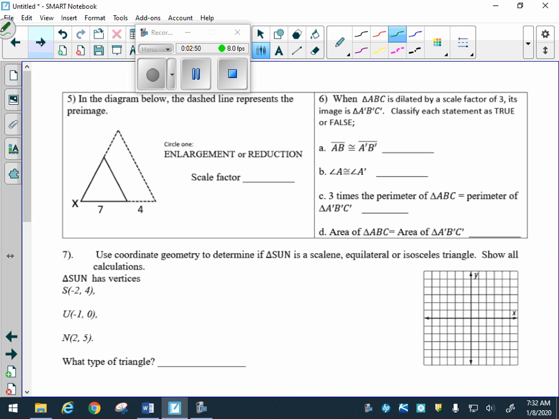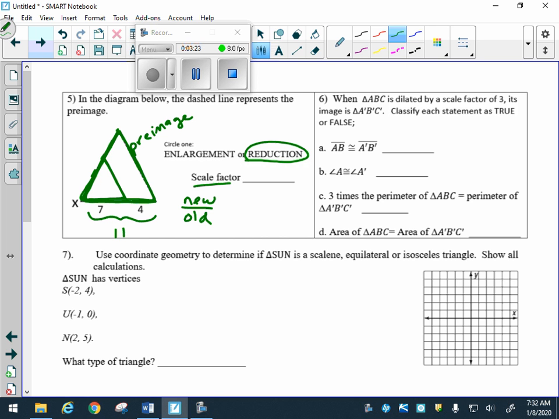Okay, in the diagram, the dashed line is the preimage. So that means it starts big, becomes small, that's reduction. Now, remember the scale factor is new over old. If we look at how it started as this big triangle, this side was 11 units long. So it started at 11, that's the old. It shrunk down and became 7. So your scale factor should be 7/11ths, which makes sense that it's a reduction because 7/11ths is a fraction between 0 and 1. The top number is smaller than the bottom number.